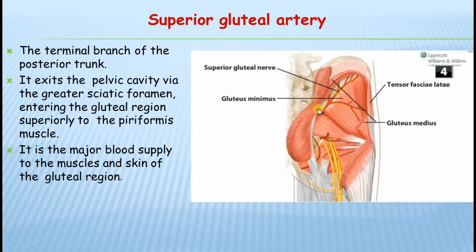Here you are able to see the superior gluteal artery emerging above the piriformis muscle, and it ramifies below the gluteus maximus, mainly supplying the structures above the piriformis. So that is your gluteus medius and gluteus minimus.